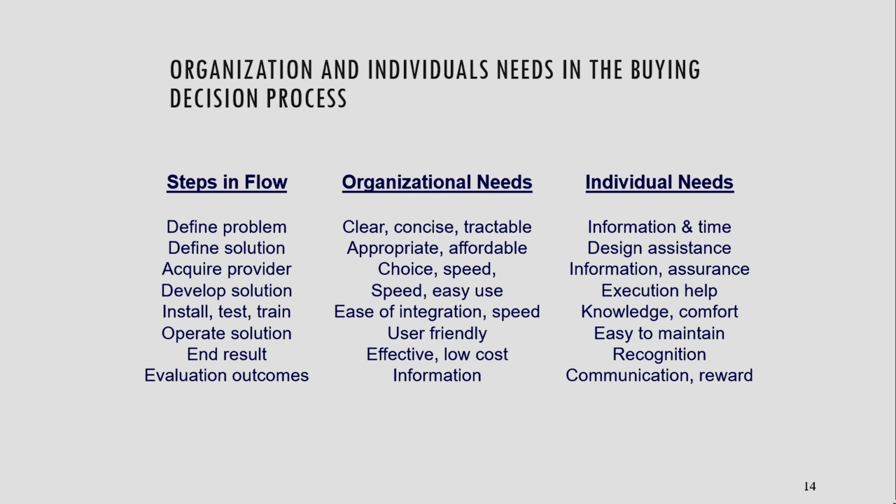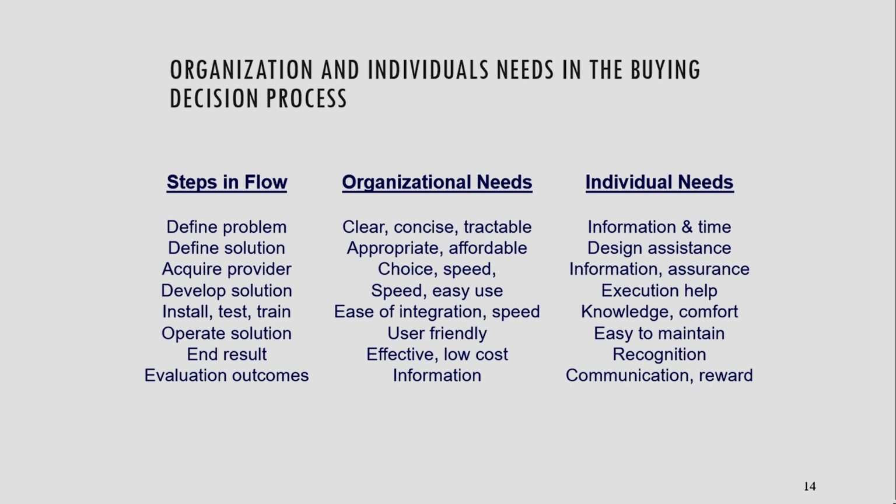Similarly, on this slide you can see that for every stage in the purchase flow, problem definition, solution definition, vendor selection, solution development, at every stage there will be certain types of organizational needs which are more quantitative, more objective, and at the personal level there will be more concerns, more assurances, more responsiveness issues that will be explicitly communicated, or sometimes they may be implicit in the purchase behavior of the representative in the decision making unit.